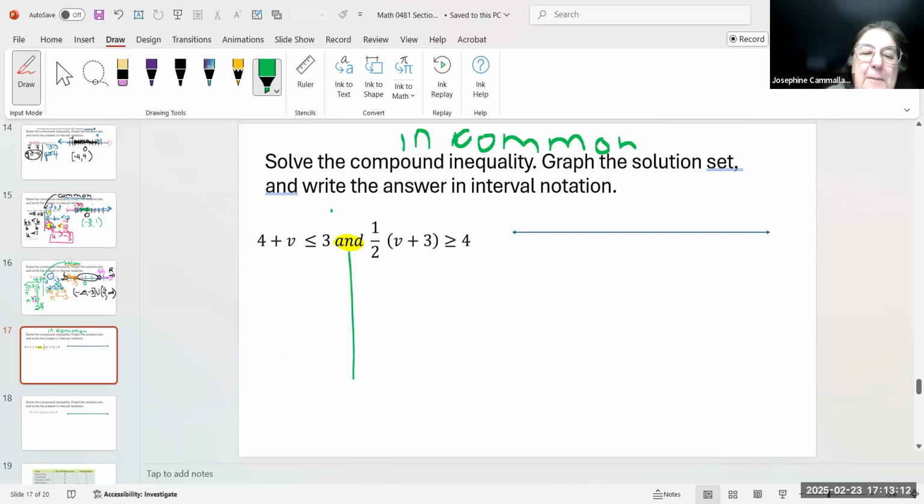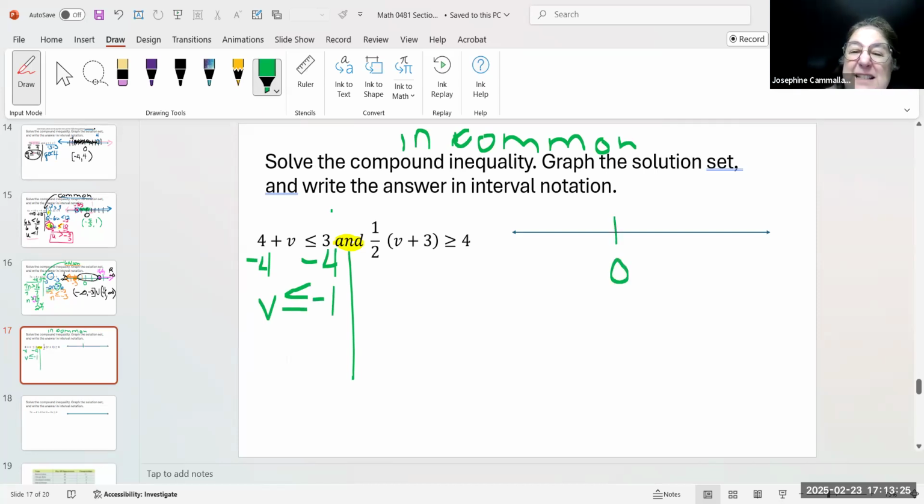Okay, draw my line here. Subtract 4. This gives me V less than or equal to -1. Okay, here's my -1. I've got a closed circle, and I'm going in this direction.